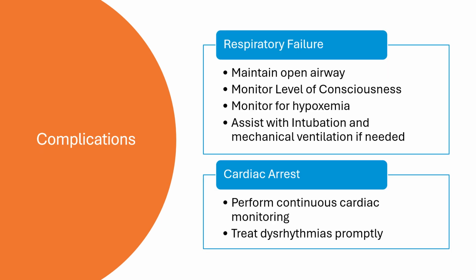What are some of our complications? Some of our complications can be respiratory failure. That's why I said if you've got a patient who's got hypokalemia, you want to watch their respiratory status. So you want to maintain an open airway, monitor level of consciousness, monitor for hypoxemia, and assist with possible intubation and mechanical ventilation if needed. And then our other complication would be cardiac arrest. So you want to perform continuous cardiac monitoring and treat dysrhythmias promptly.